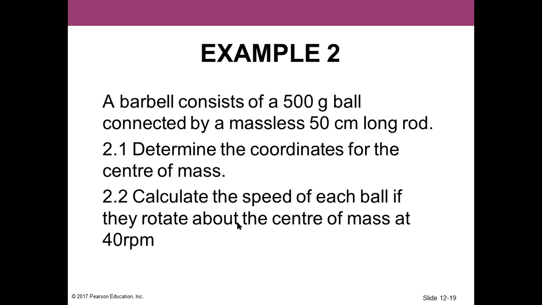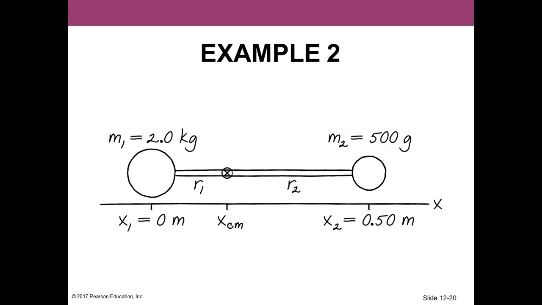Okay, let's check what is given here. Of course, we're given the first mass, which is 2 kg. We're also given the second mass, which is 500 grams. We need to convert it into kilograms, so we divide 500 by 1000, then we get 0.5 kg.